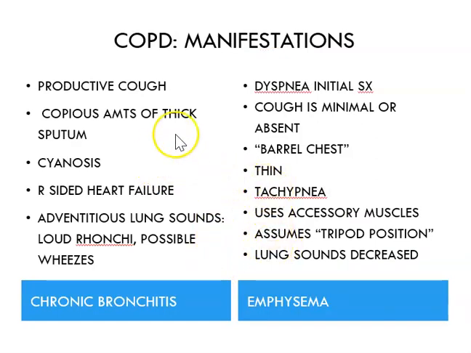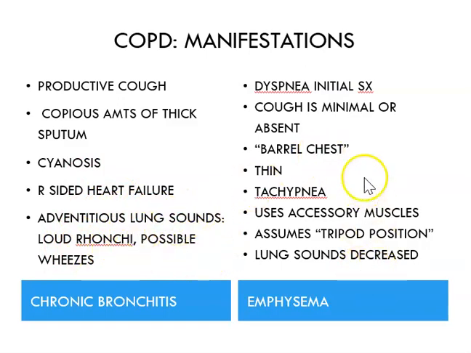And again, comparing the manifestations of the two, you can see quite a few differences here. So with chronic bronchitis, we've got the productive cough, copious amounts of thick sputum, potentially cyanosis, right-sided heart failure, and adventitious lung sounds. They're going to have some rhonchi and possible wheezes.